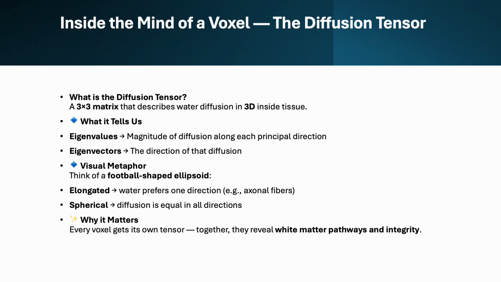And here's the powerful part. Every single voxel in the image gets its own tensor. And by combining these voxel by voxel tensors, we can start mapping the direction and integrity of white matter pathways in the brain.